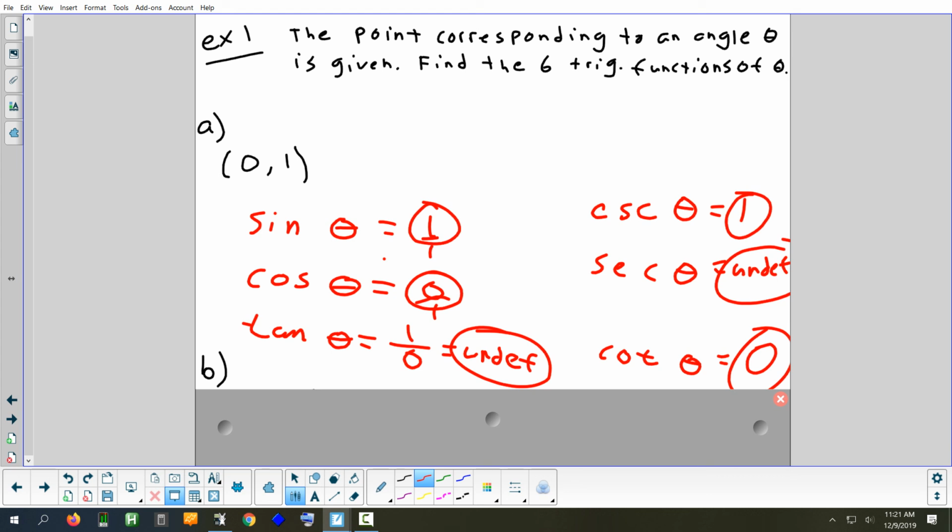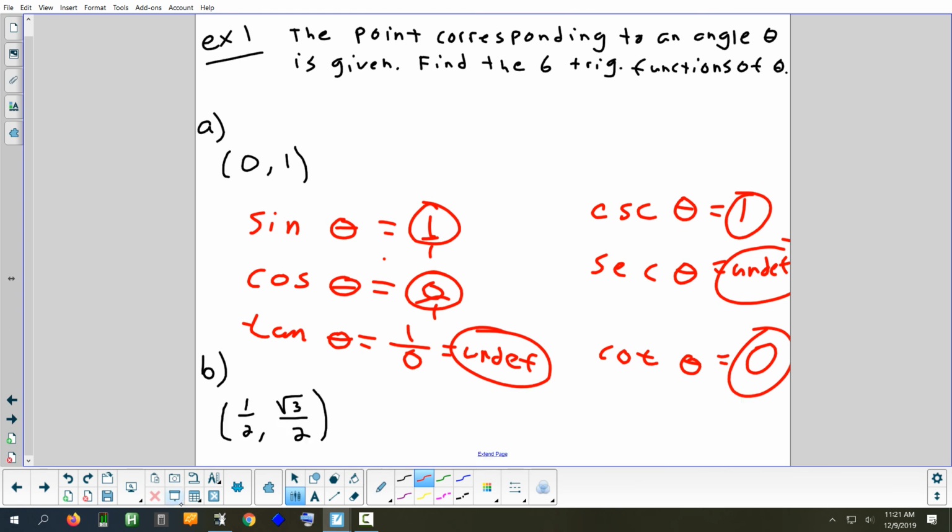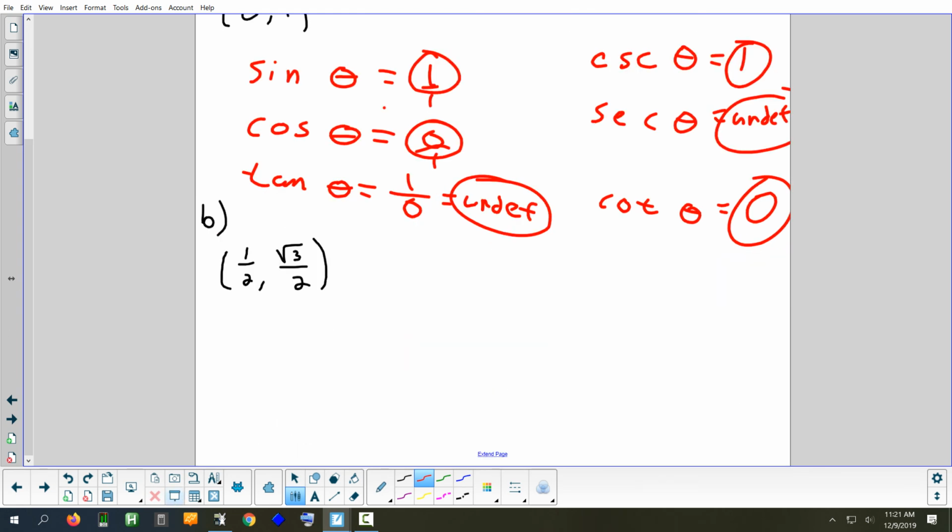Now, you guys knew what the angle was here. It was 90. You don't know what the angle is here. I'm guessing most people don't. I know what the angle is. But it's not important that you know the angle. You don't need to know the angle to do any of this. You need the coordinate. And that's what I've given.